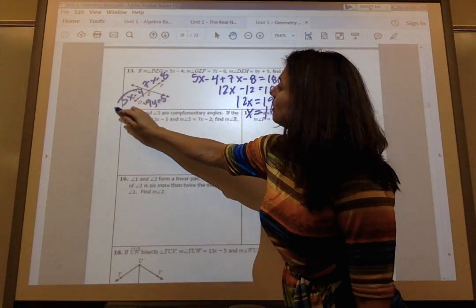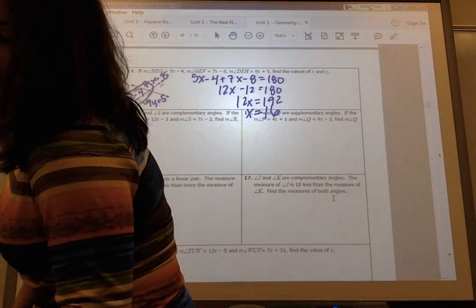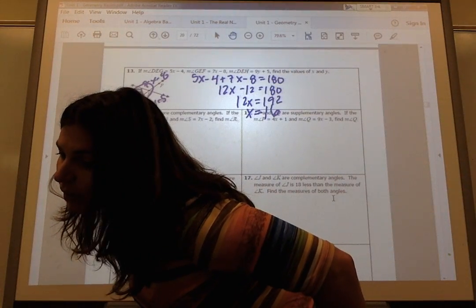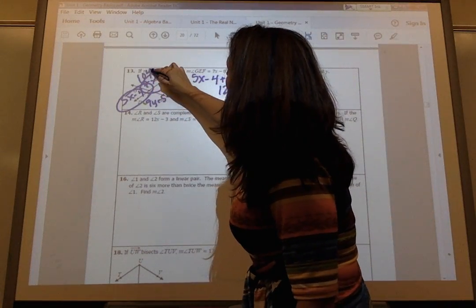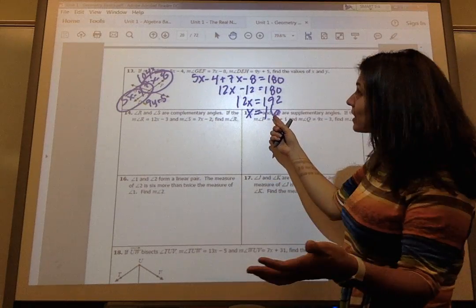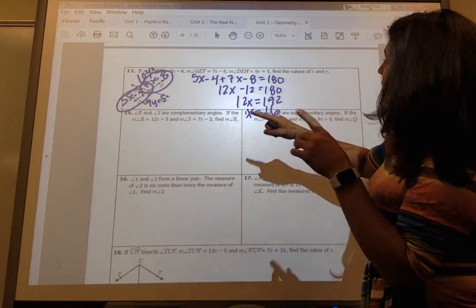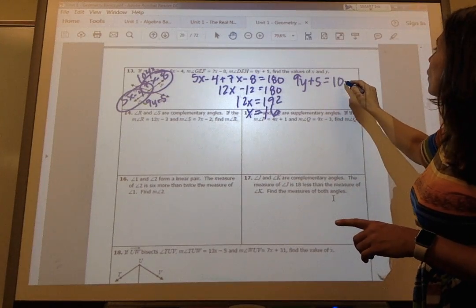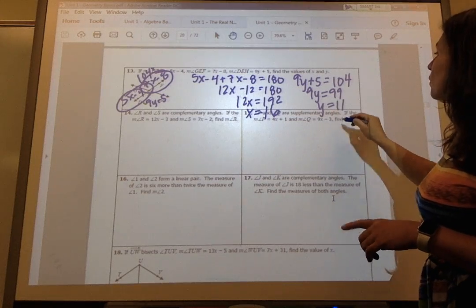And if x equals 16, I can go back and plug it in. So 7x minus 8, this is 104. This is 104. I cheated on that. I didn't do the math. I would have used my calculator and done 16 times 7 minus 8, but when you do that, it gives you 104. So now I'm going to say that these are vertical to each other. So 9y plus 5 equals 104. 9y equals 99, so y then equals 11.